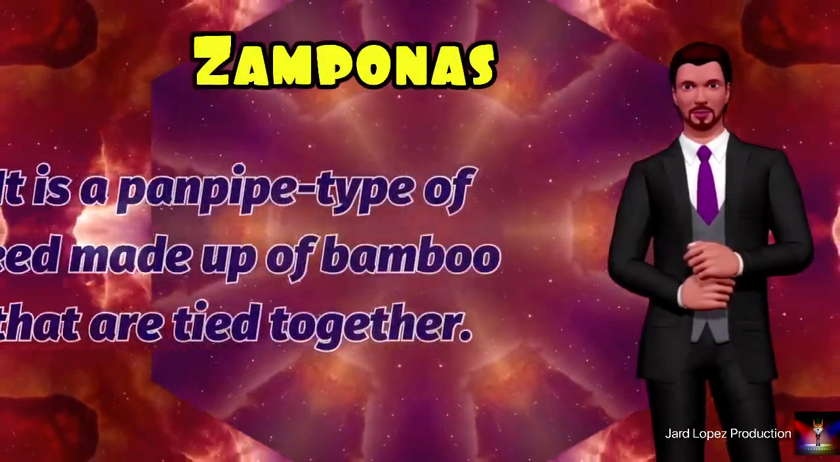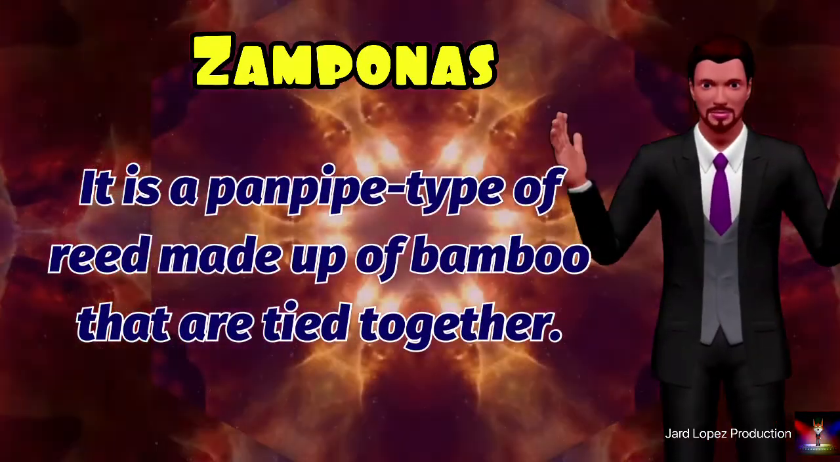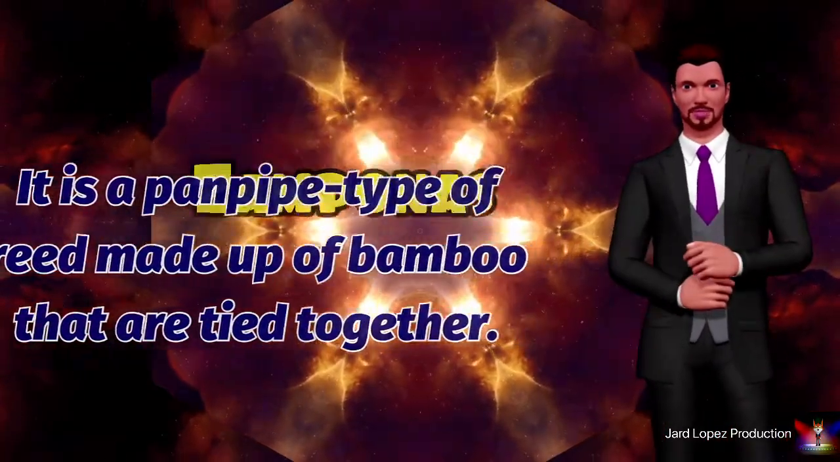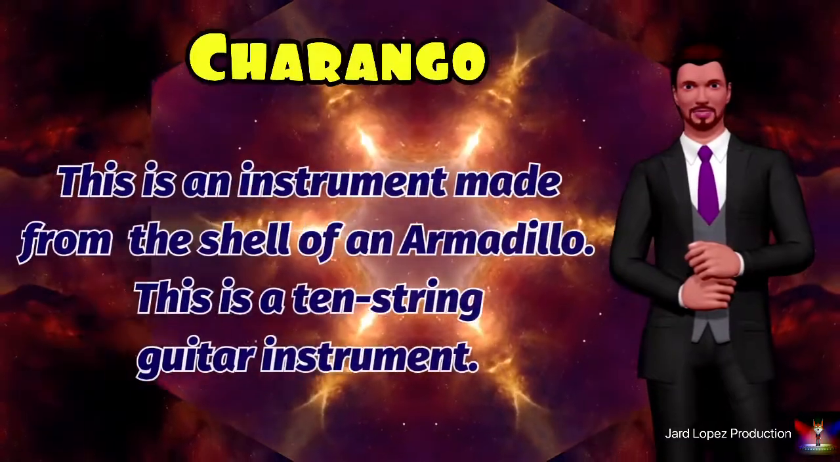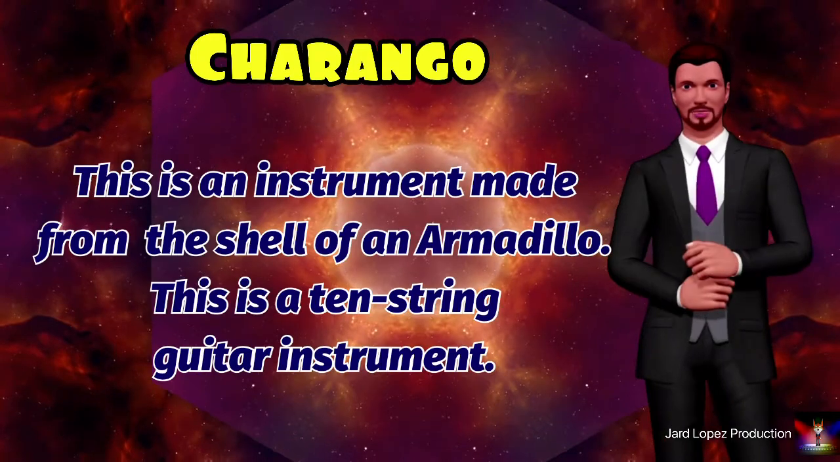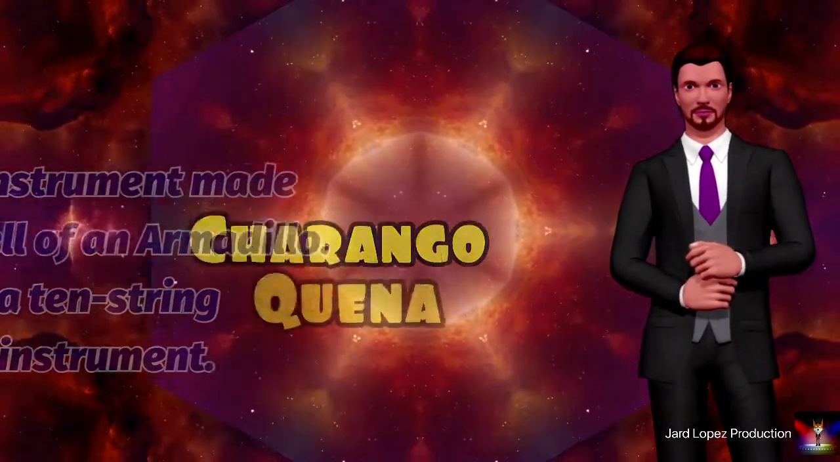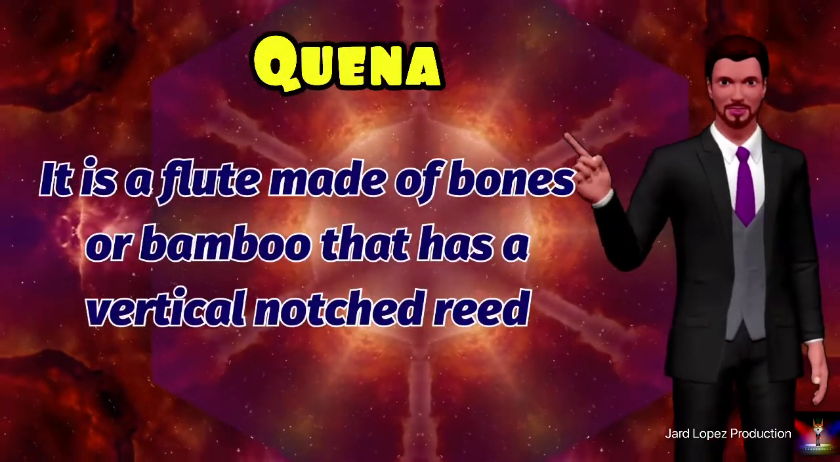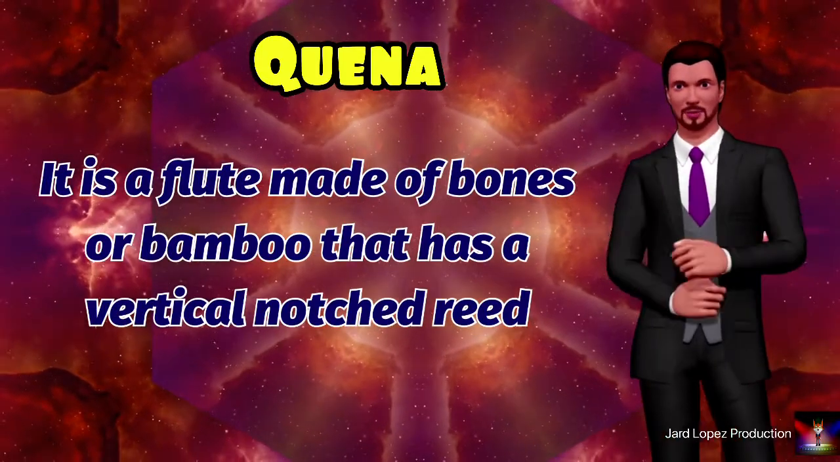3. Zamponias. It is a panpipe type of reed made up of bamboo that are tied together. 4. Charango. This is an instrument made from the shell of an armadillo. This is a 10-string guitar instrument. 5. Quena. It is a flute made of bones or bamboo that has a vertical notched reed.